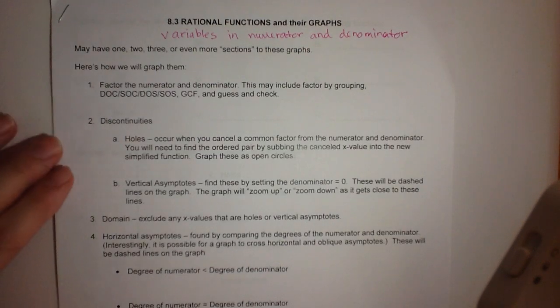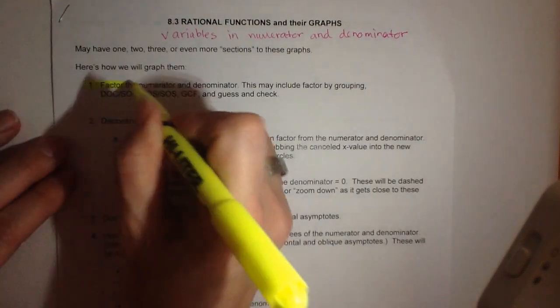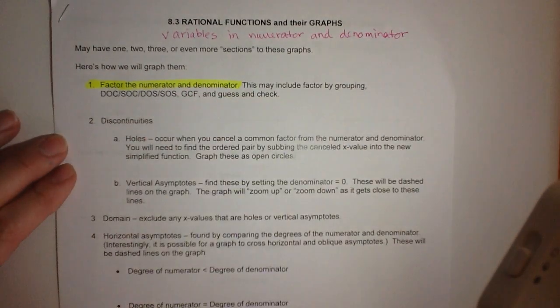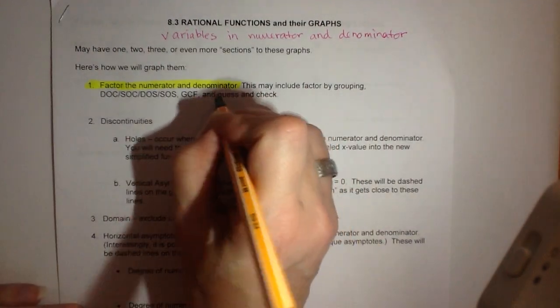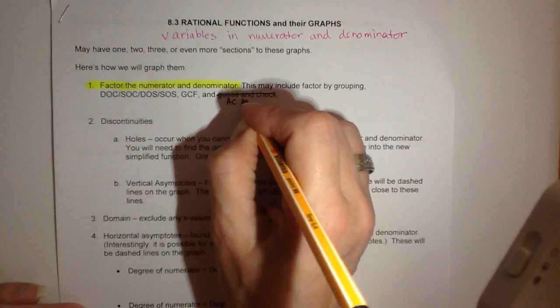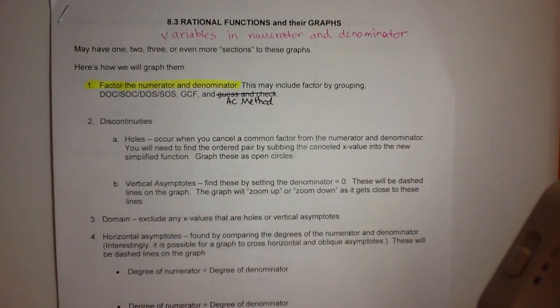So how we graph them, very first thing we're going to do is factor the numerator and denominator. So this might be factor by grouping, the AC method, which we used to do guess and check, so this is now AC method, or difference of squares, difference of cubes, sum of cubes, and GCF.